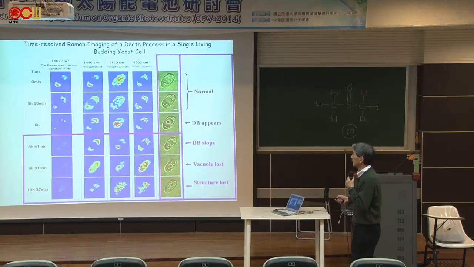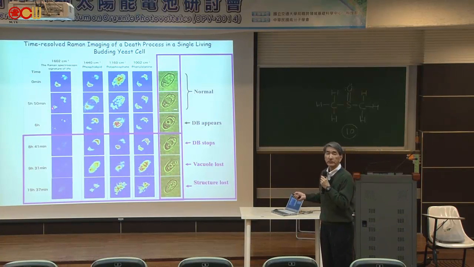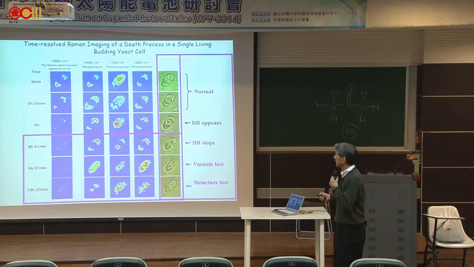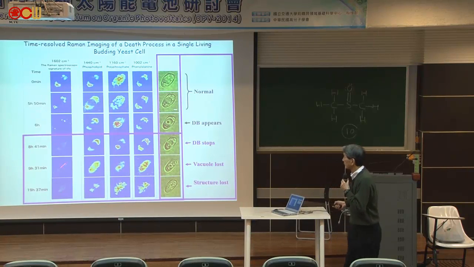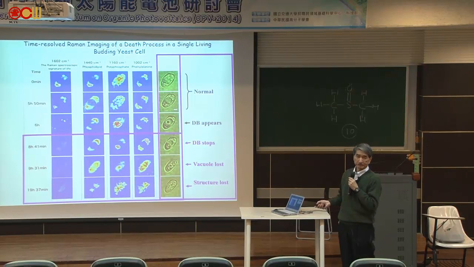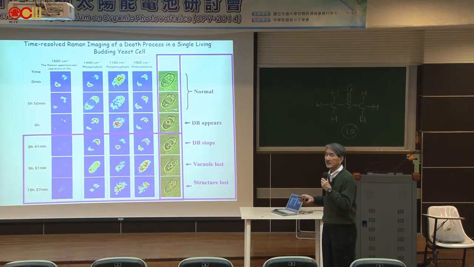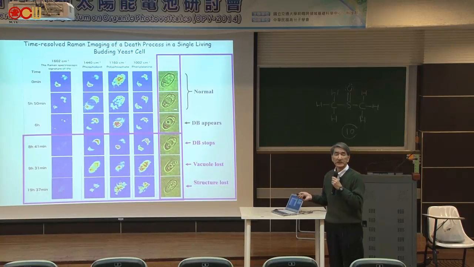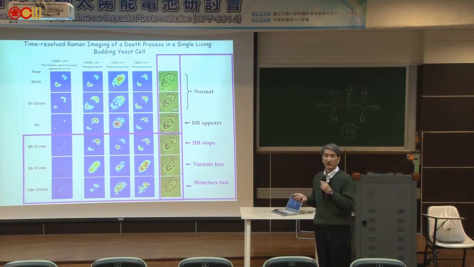So we thought that by looking at 1602, we can say that here the cell is still alive, but without this band, it is dead. So if this is true, you can tell the very early stage of cell death by using the 1602 wave number band. This is what we were doing 5 years ago. So we were really excited to find this one. But it's not so simple.